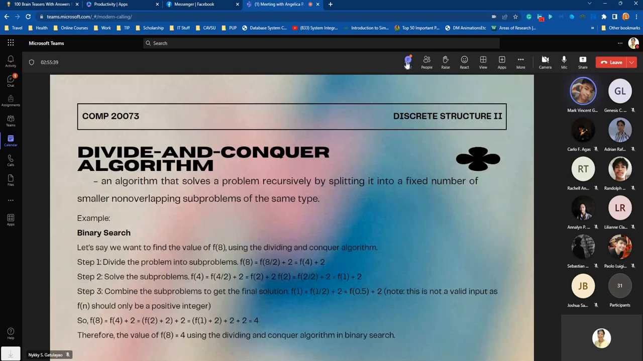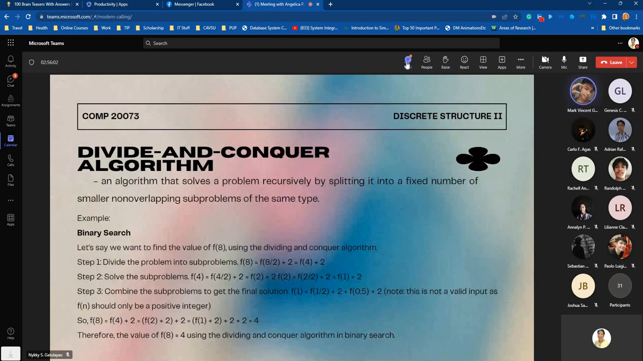Step 1. Divide the problem into sub-problems. f of 8 equals f of 8 divided by 2 plus 2, which equals f of 4 plus 2. Step 2. Solve the sub-problem. f of 4 equals f of 4 divided by 2 plus 2, which equals f of 2 plus 2.